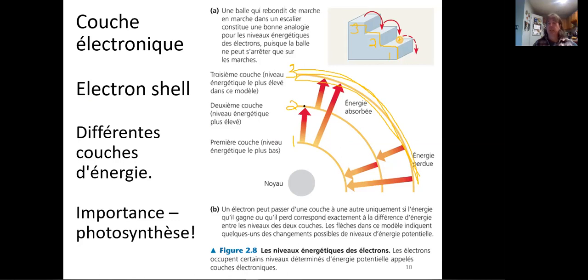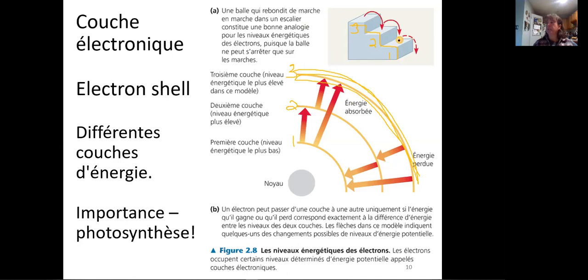And sometimes I'll call it a shell. This atom has 3 shells. The arrows show that energy is absorbed as an electron moves up in levels. So from level 1 to level 3, energy is absorbed. It takes outside energy to make this electron move from level 1 to level 3, just as it takes outside energy to get a ball to move from step 1 to step 3.